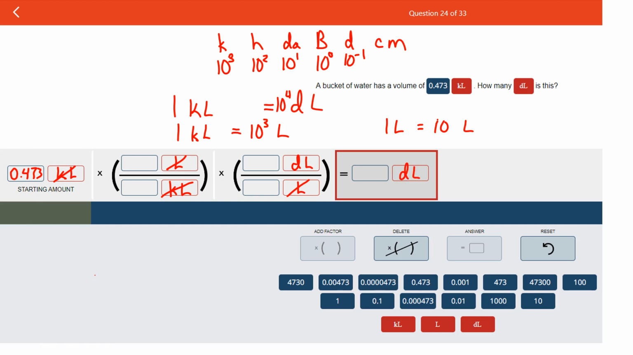Now I just have to plug in my conversion factors. So for every 1 kiloliter, I have 1,000 liters. For every 1 liter, I have 10 deciliters.